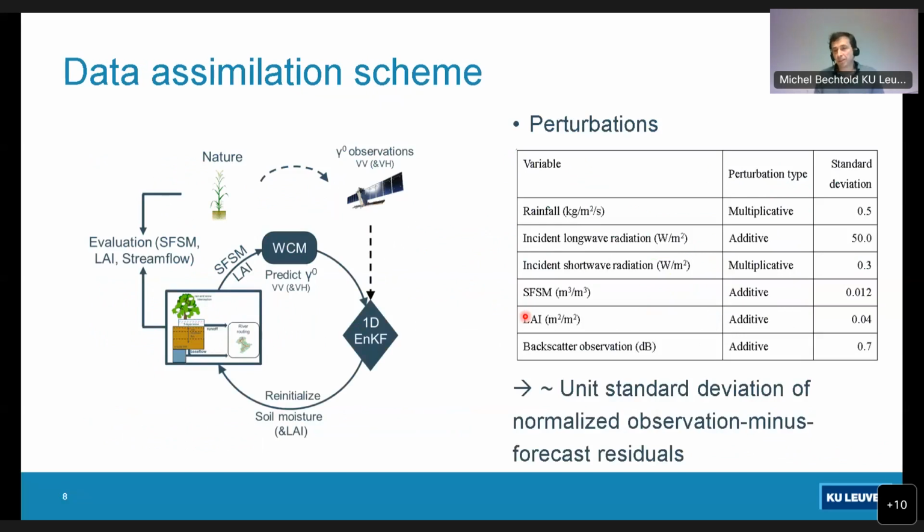As for perturbations, that's quite standard. We perturb forcing variables, rainfall and radiation, and then we perturb the states, surface soil moisture and leaf area index. And as backscatter observation error, we assume 0.7 decibel. Those settings resulted in a unit standard deviation of the normalized observation-minus-forecast residuals. So we optimized our system with that metric.